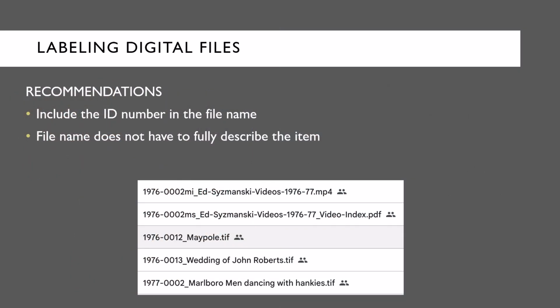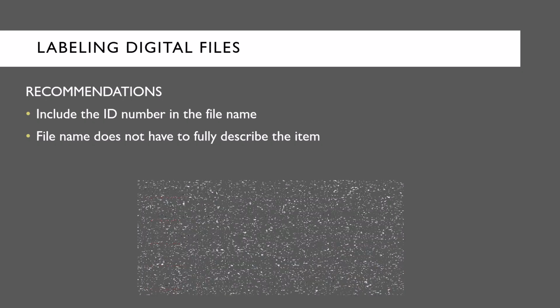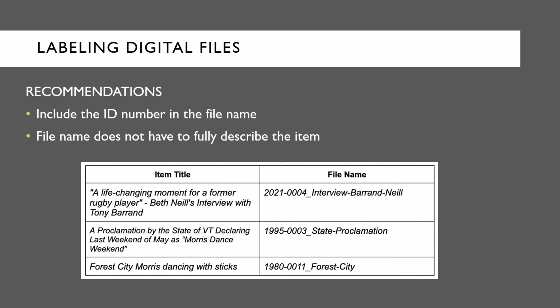For digital items, the ID number belongs in the file name. So let's talk for a moment about file naming guidelines. You can create whatever file naming structure makes the most sense for your items, but consider the following 2 recommendations. First, to include the ID number in the file name. And next, the file name does not have to fully describe the item. You can do that in a title for the item if you put it on a website.